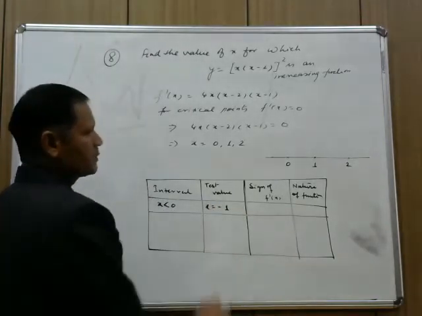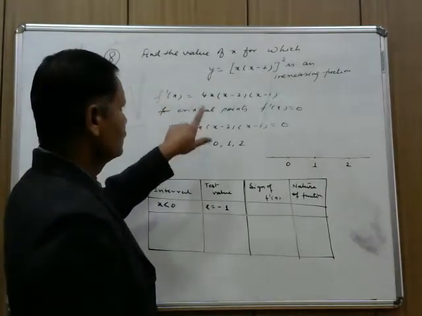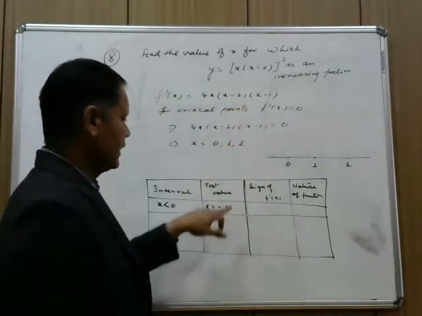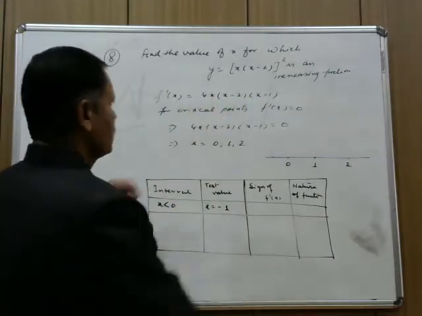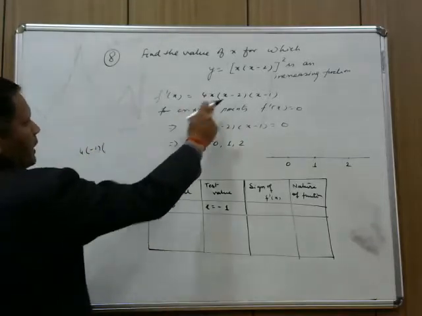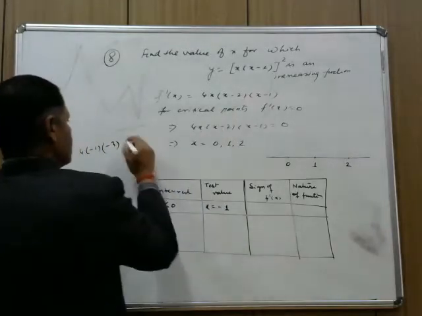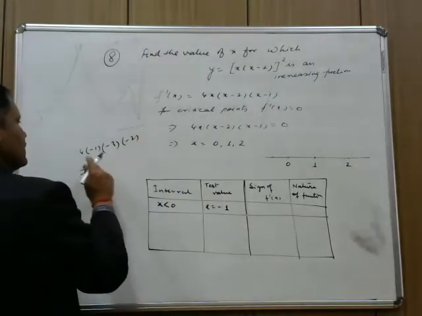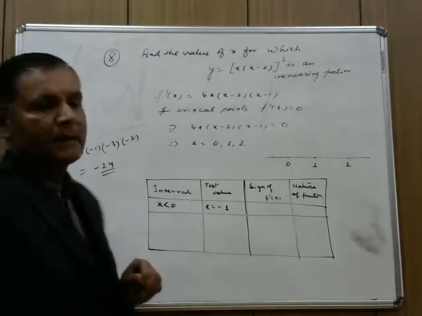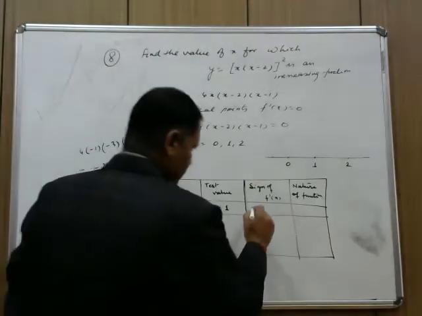When I put x equal to minus 1, now see f dash of x is equal to 4x, x minus 2, x minus 1. And I put here x equal to minus 1. What will I get? 4 into minus 1 into minus 1 minus 2, which is minus 3, and minus 1 minus 1, which is minus 2. That means the whole function is 4 times 3 is 12, times 2 is 24, minus 24. At minus 1 it is minus 24. So write it here, minus 24.